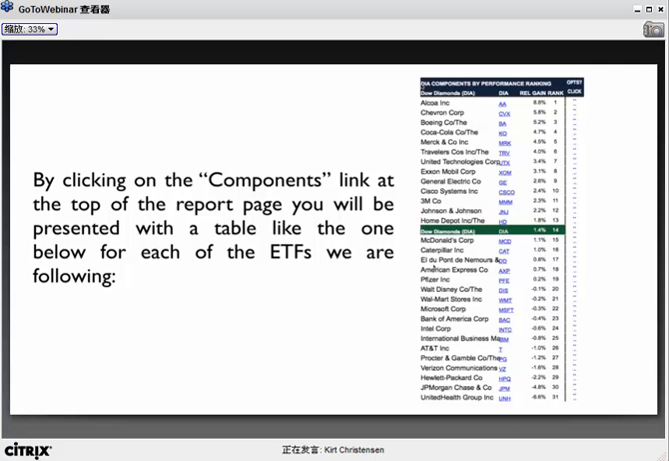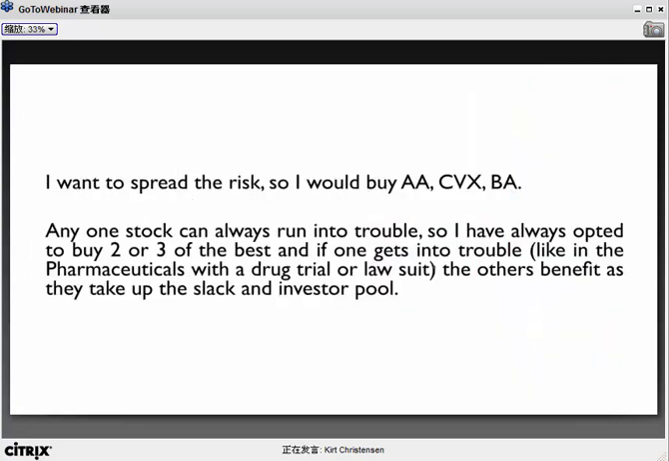We have a whole separate chart here that shows each individual ETF broken down by its components. So, of course, in the case of the S&P 500, it's going to have 500. In the case of the Dow 30, it's going to have these 30. So this is the Dow, and you can see on the very top of the list we have Alcoa, Chevron, and Boeing at this particular point in time. So if we wanted to spread our risk, we would buy options or the stock of Alcoa, Chevron, and Boeing.